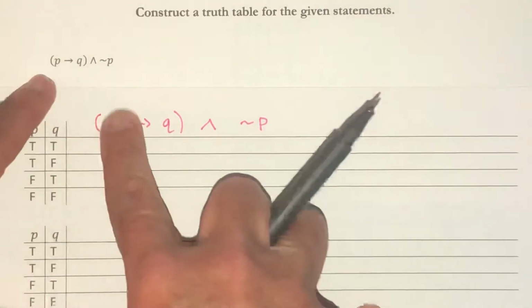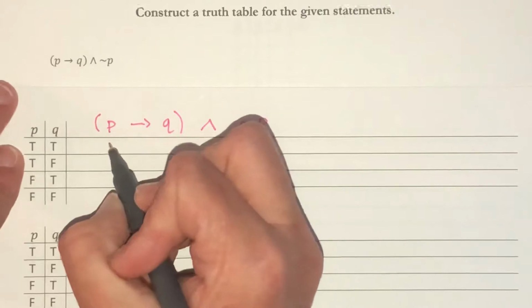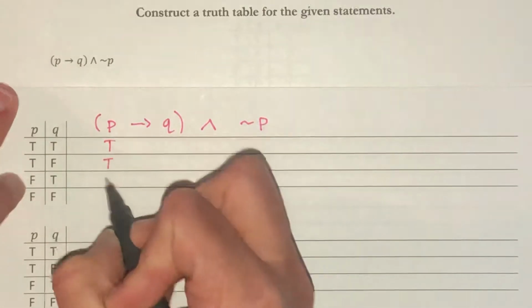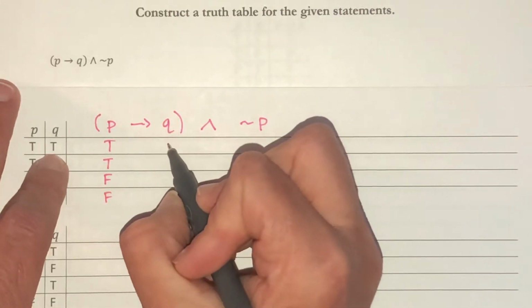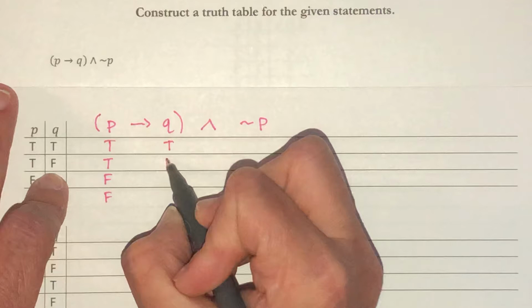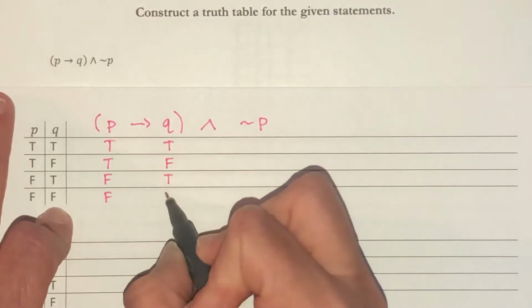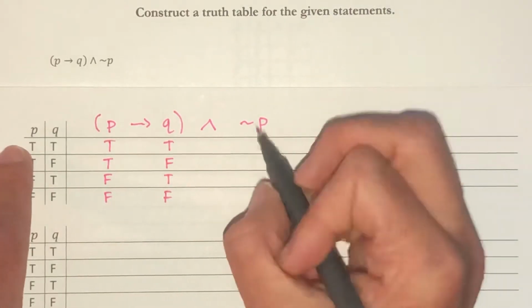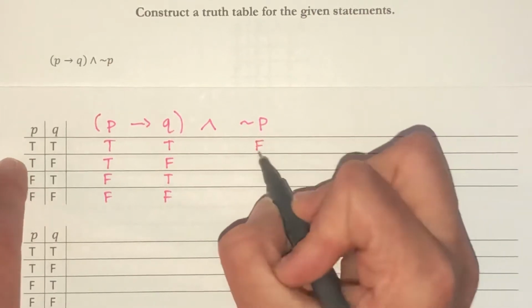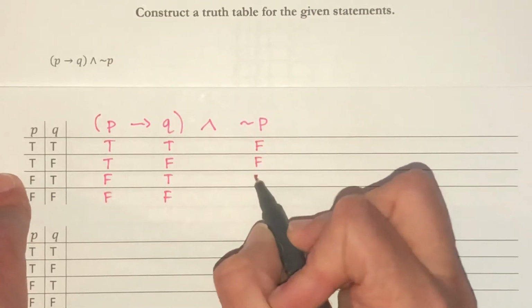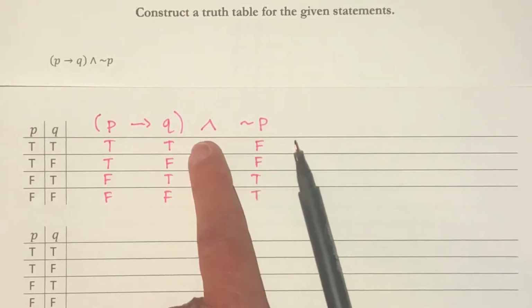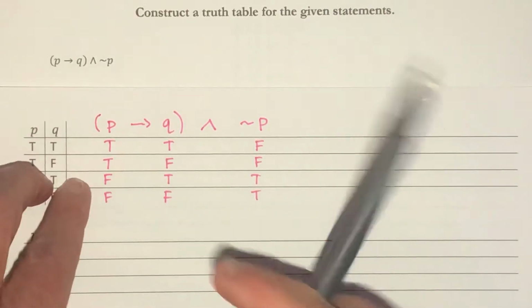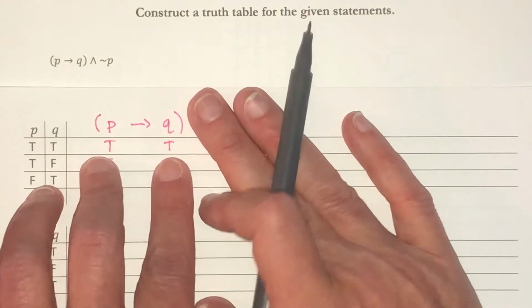Okay? So for my P values, I'm just going to copy these underneath here. My Q values, I'm going to copy underneath Q. And not P, I'm going to do that part as well. So false, false, true, and true. Okay. Now I do need to figure out the parentheses before I do the and. So in here, I'm just going to ignore this part and I'm going to do this conditional.